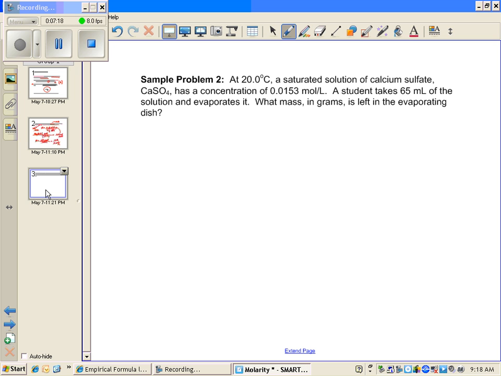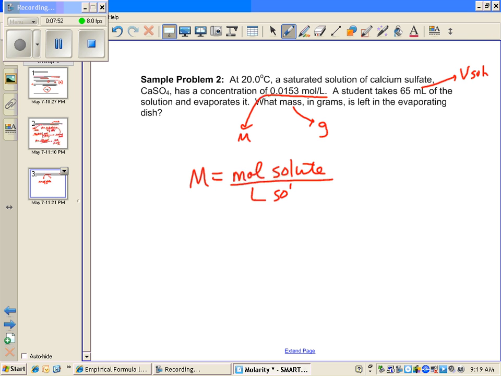So what I'm going to do is, this is kind of a backwards one, right? I already have my molarity. This is capital M right there. Okay? That's capital M. I'm looking for grams. I have my volume of solution. That's what I'm given in the problem. So if I go by the formula, molarity equals moles of solute divided by liters of solution.